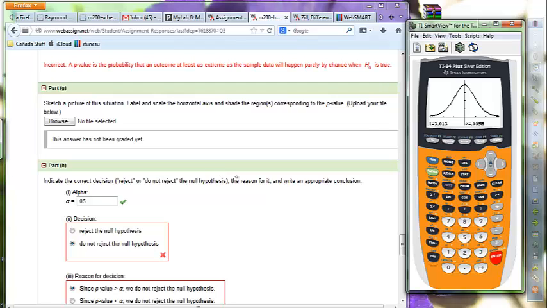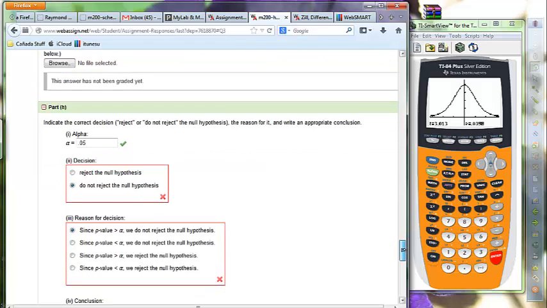Honestly, for the homework part of things, I'm generally not going to worry too much about that, but I do expect you to be able to do this on quizzes and exams. Alright, let's take a look at the rest of them.